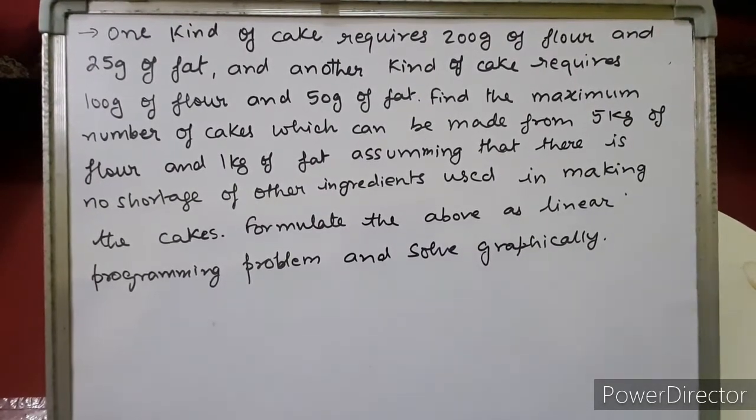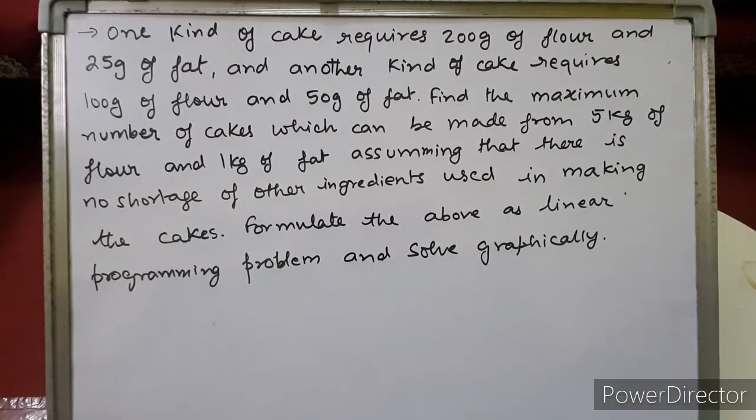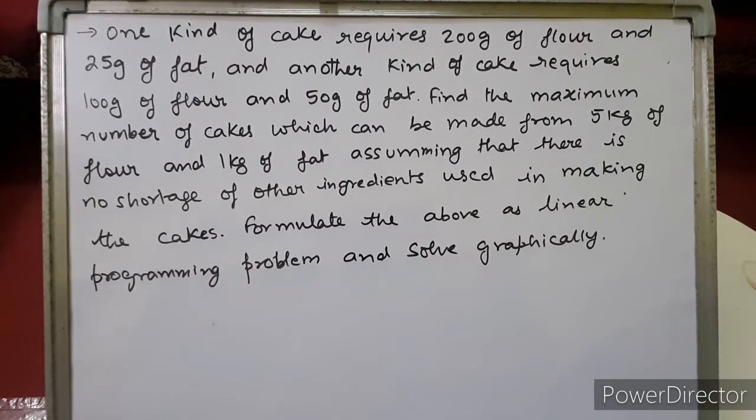Let's see another sum, children. Now in this sum it is given that one kind of cake requires 20 grams of flour and 25 grams of fat, and another kind of cake requires 100 grams of flour and 50 grams of fat. Find the maximum number of cakes which can be made from 5 kg of flour and 1 kg of fat, assuming that there is no shortage of other ingredients used in making the cakes. Formulate the above as a linear programming problem and solve graphically. Alright, note down the question, then we'll discuss the solution. Please note.